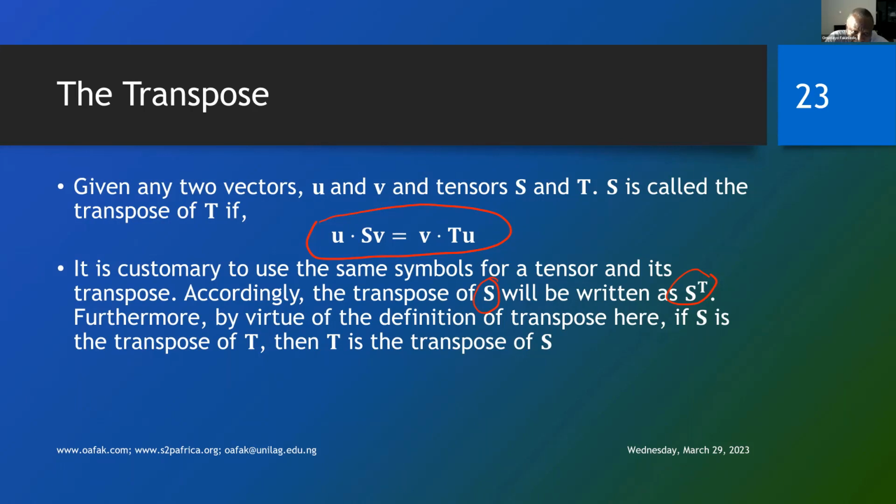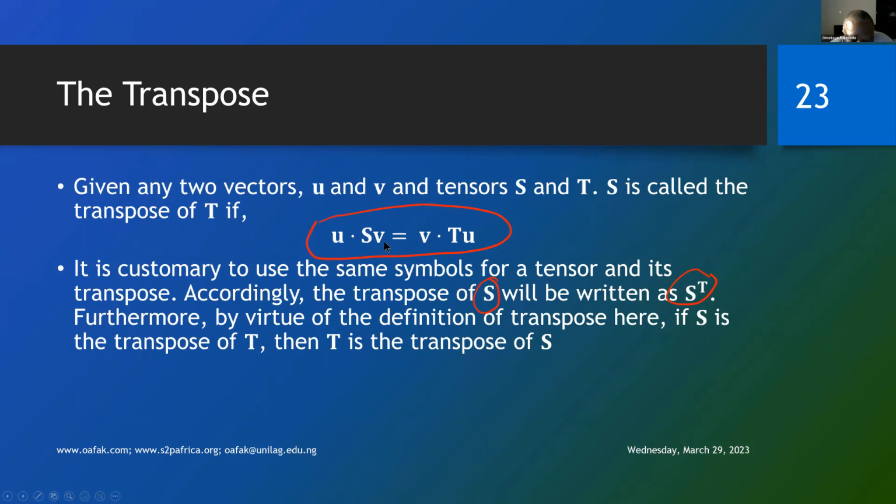Given any two vectors and tensors S and T, S is called the transpose of T if this happens: if U dot SV is equal to V dot TU. If this equality is true for any two vectors U and V, then we say the tensor T is the transpose of S. This is the definition of the transpose.